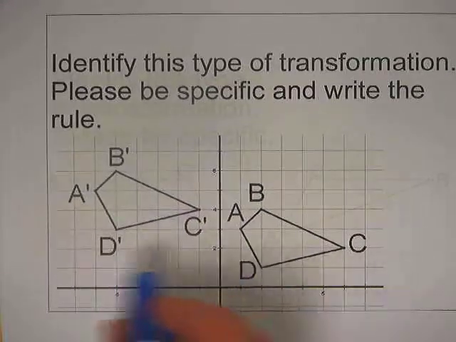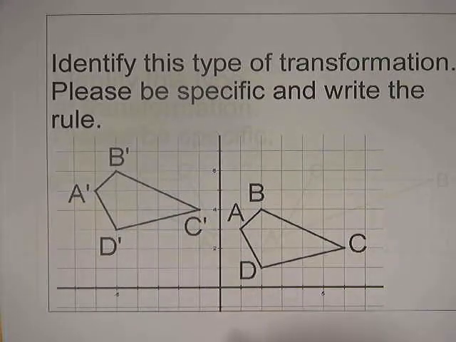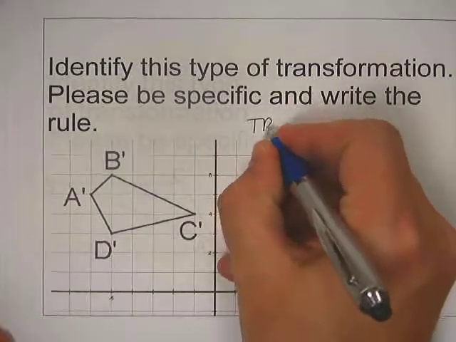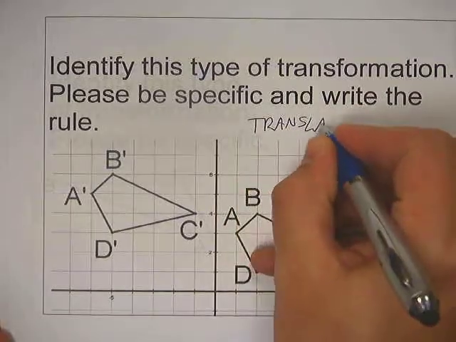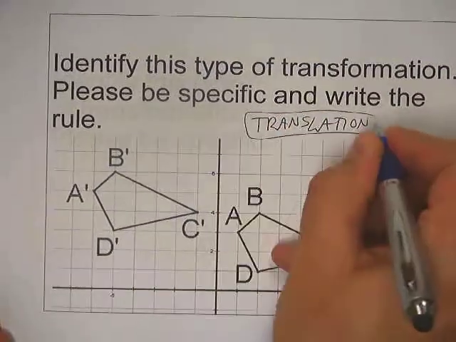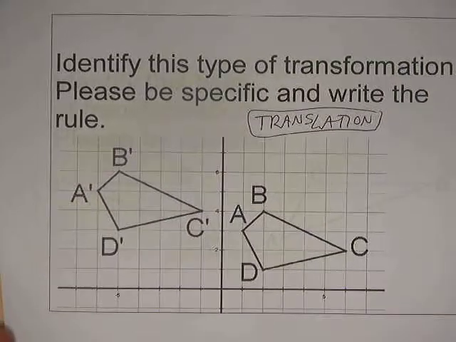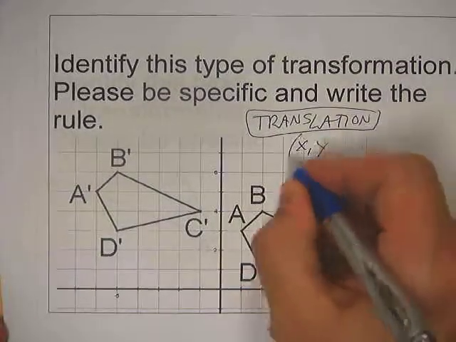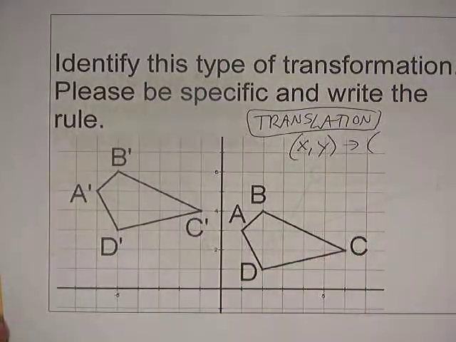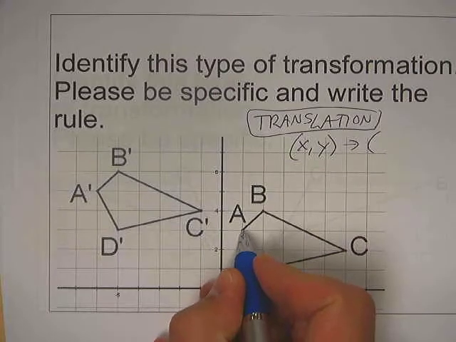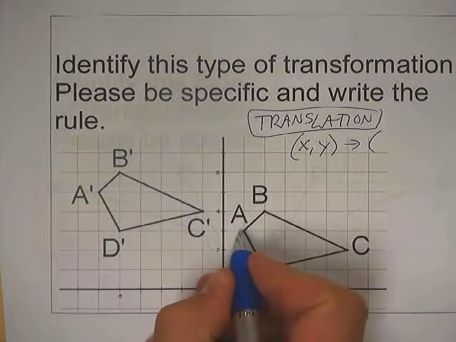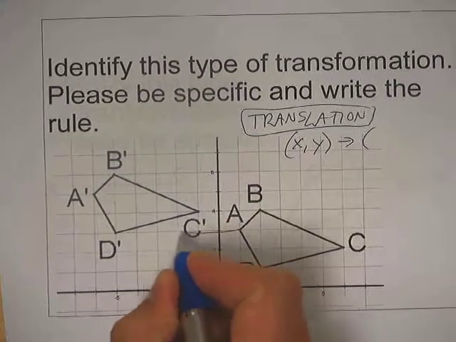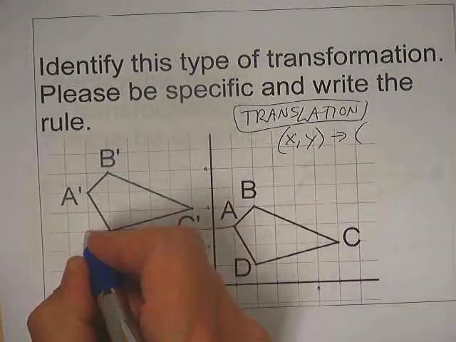Now, this type of transformation, you can see everything is in the same position. It's just moved. Okay, when I'm sliding something, this is called a translation. Right? And for translation, we do need to be able to write a rule or formula for this translation. So rules or formulas start off with x, y, and we have to see what's happening. So you could take any point. Let's start with A. I'm going to go from A to A prime and see what happens.